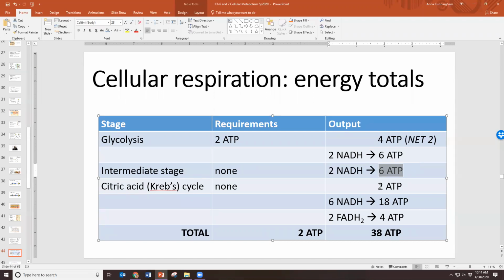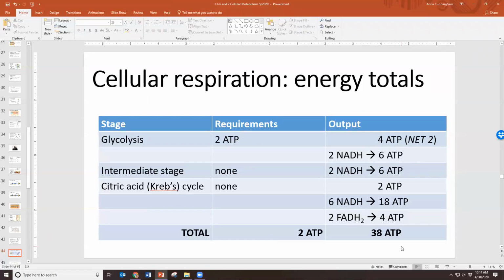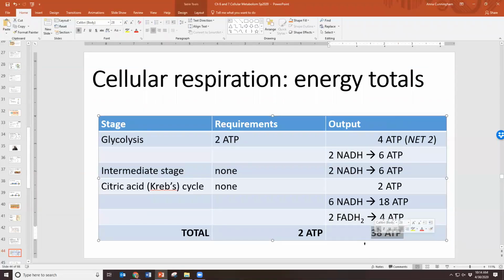The Krebs cycle gave us 2 ATP via substrate level phosphorylation. Great, not a lot. But it gave us 6 NADH, and every one of those NADH will generate 3 ATP. 6 times 3, that's 18 ATP. It also gave us 2 FADH, and every 1 FADH gives us 2 ATP, so 2 times 2 is 4 ATP. That gives us our total of 38 ATP. We used 2 ATP to get it started, but we generated 38 ATP.